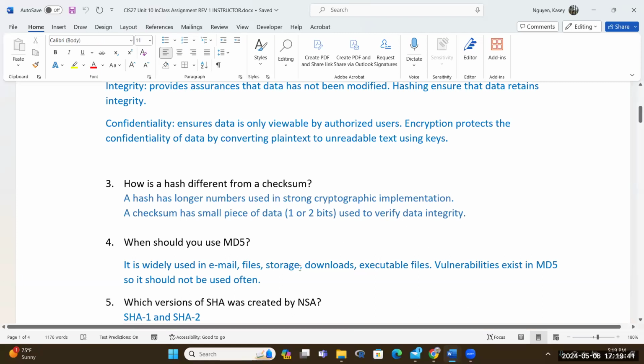We can also use it for storage purposes, for downloads, for executable files. And we know that vulnerabilities exist in MD5, so it shouldn't be used often because it creates security risk. So something that has already been compromised, we would try to use it less or even not at all. Because if that hash algorithm has already been jeopardized, likely, if you have it on your network or your systems, right, someone can break that hash algorithm.